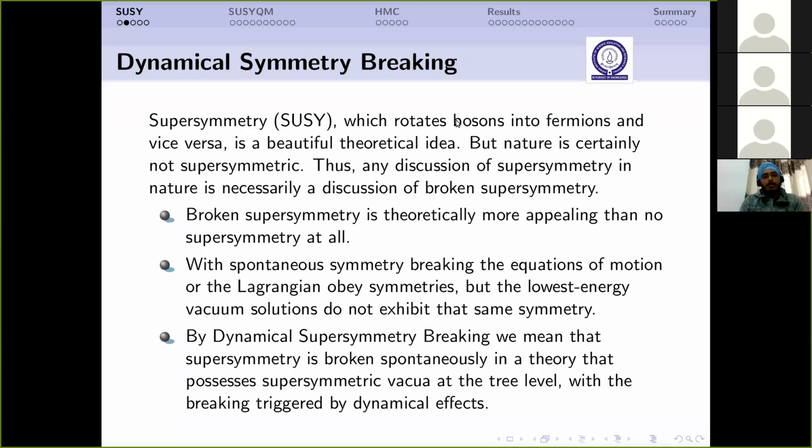So we know that this is a beautiful theoretical idea, but nature is certainly not supersymmetric. Are there any questions? I'm not hearing any sounds, please. But we know that nature is actually not supersymmetric. So all the discussion that keeps revolving around supersymmetry is actually around broken supersymmetry. Instead of having no supersymmetry at all, it's better to talk about broken supersymmetry.